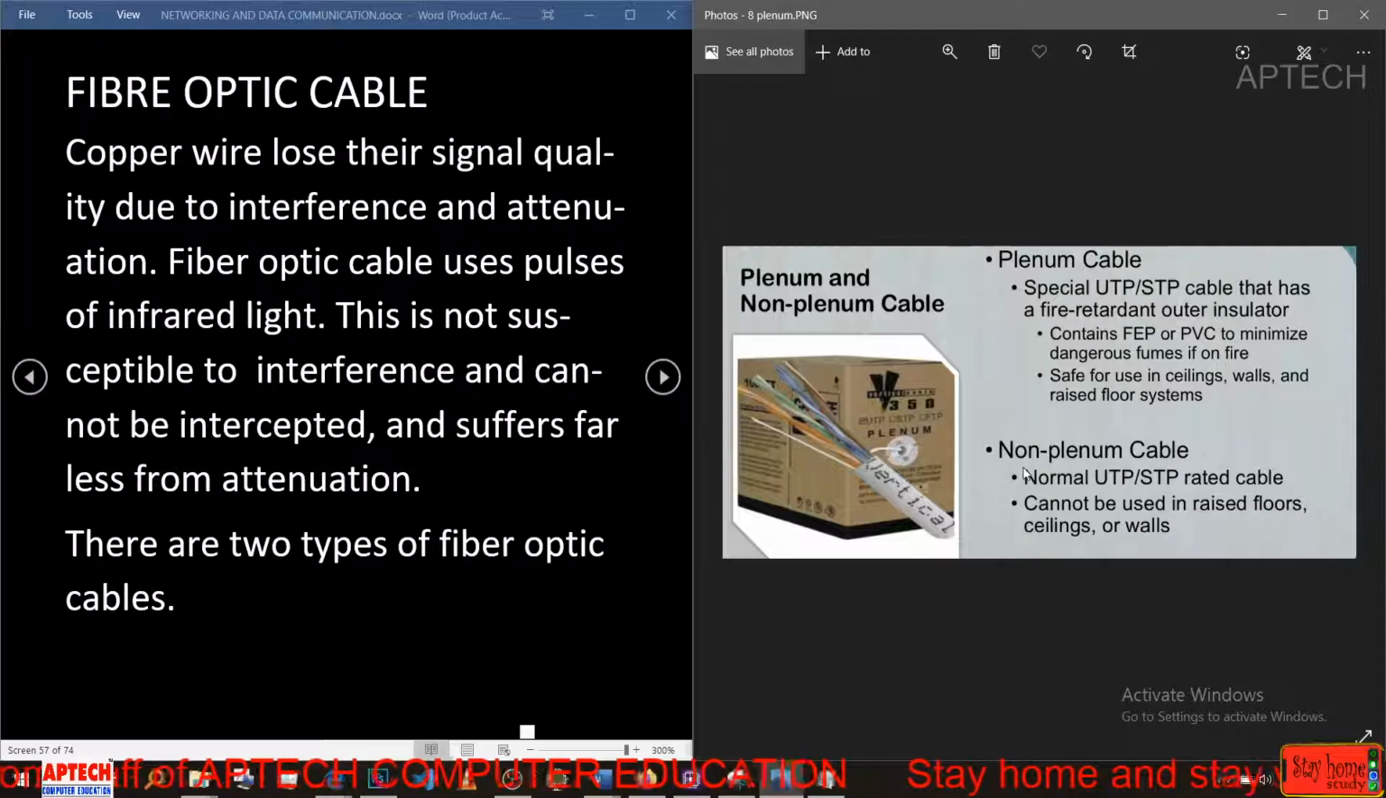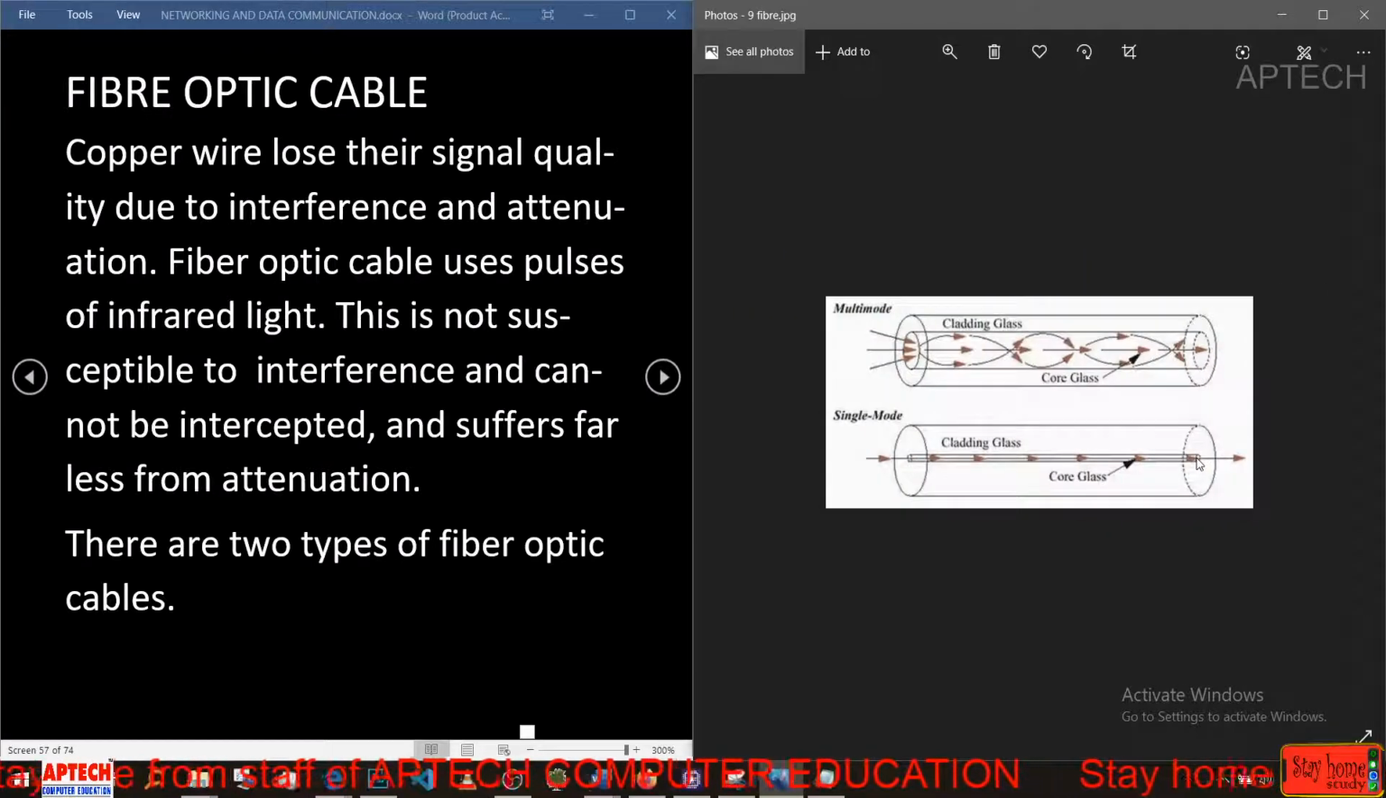And basically that's it. If you buy a non-plenum cable, it's not advisable to put it in the ceiling areas and all those areas where you cannot easily see it. Most countries don't allow you to put such cables inside the ceiling. So be aware of that.